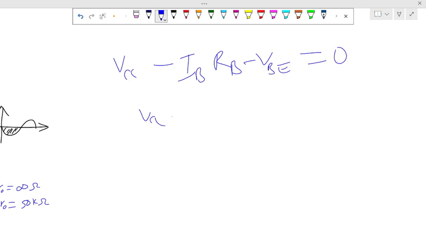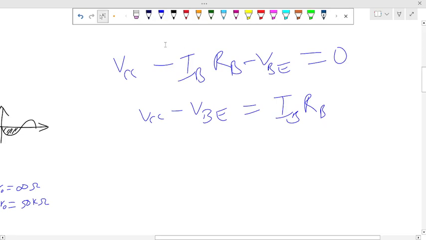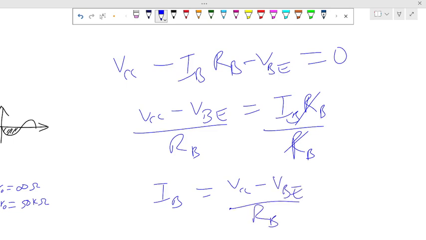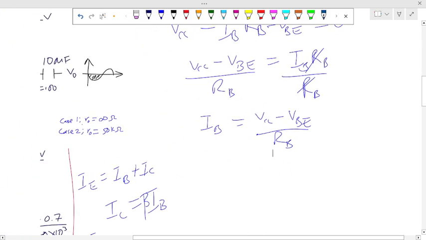VCC minus VBE. So we take IB to the other side. I will subtract from both sides. We just move this over, and then of course we divide both sides by the RB. So what we'll now have left is what? Let's just switch sides. VCC minus VBE all over RB. I just switch sides, bring all these guys this way. So this is the expression we are going to have.